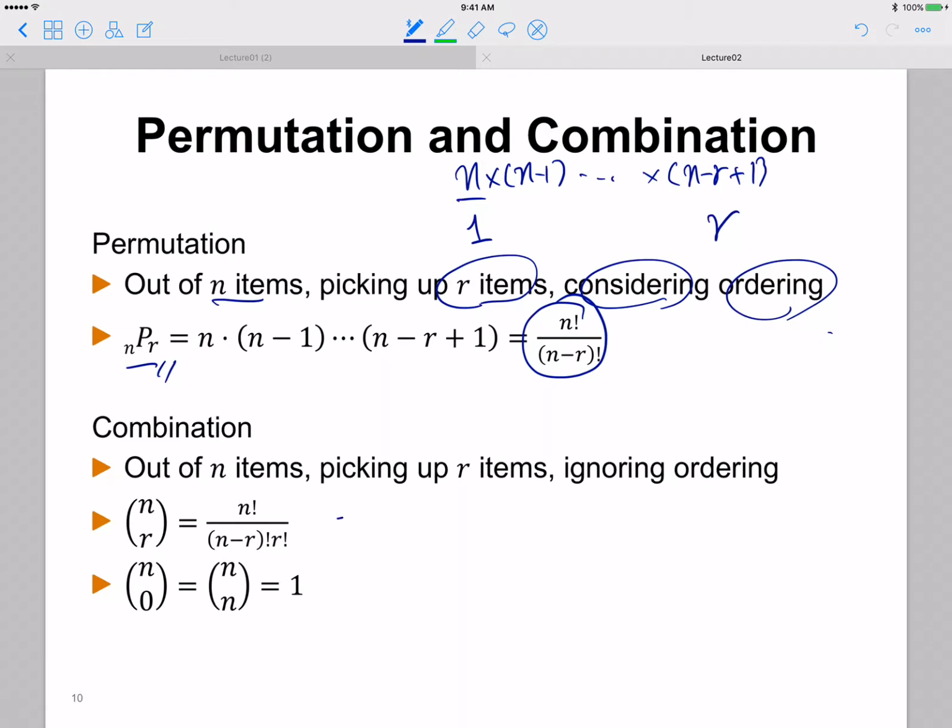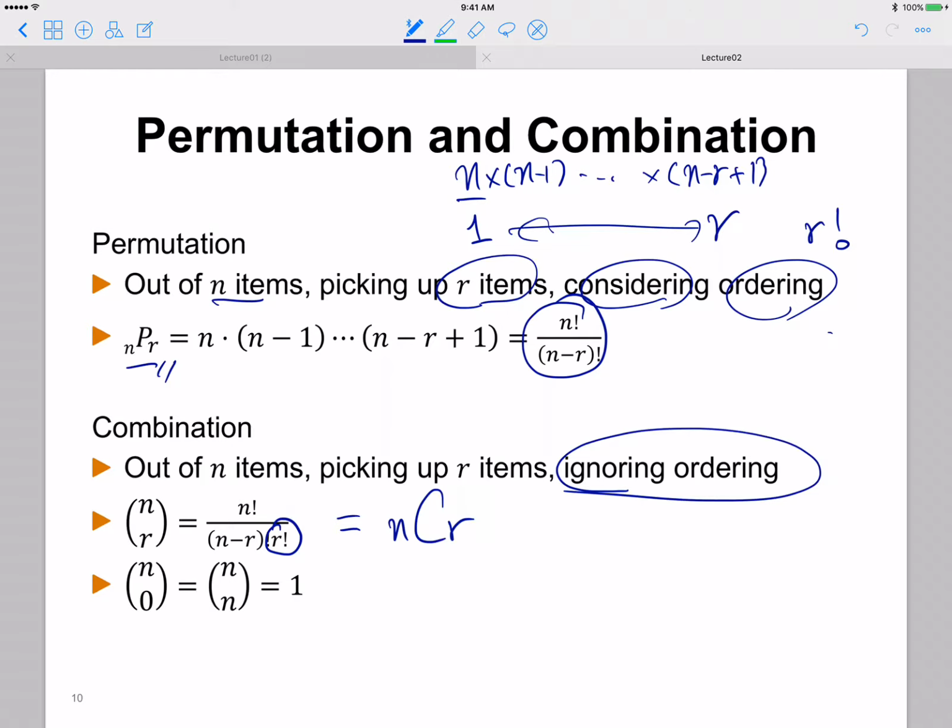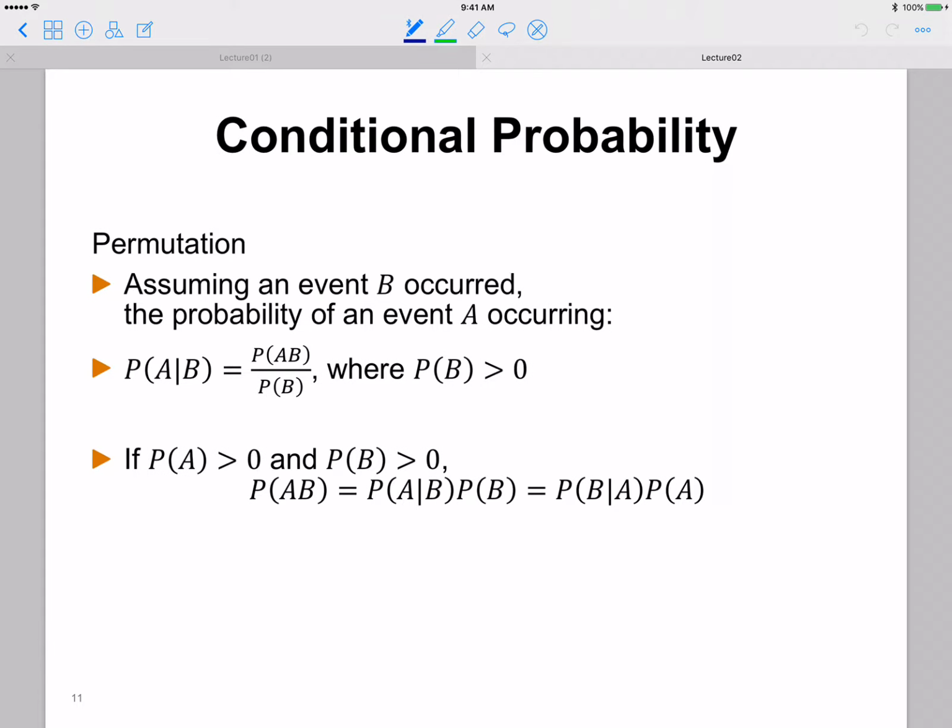And then also, we can do this kind of picking r items without the ordering information. So we basically ignore the orders, and in this case, different possible orders can have this r factorial number. So we further divide it by r factorial. Yeah, so it is also written by this one, nCr, right? But this is a more common notation, or more international notation. Okay.